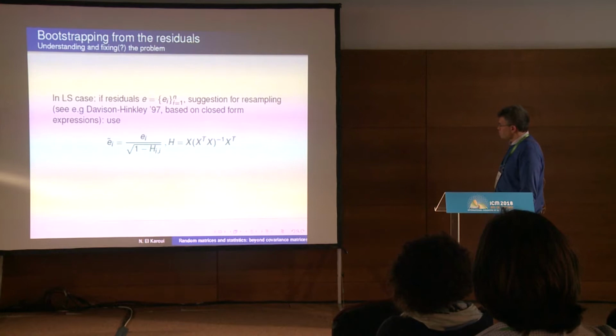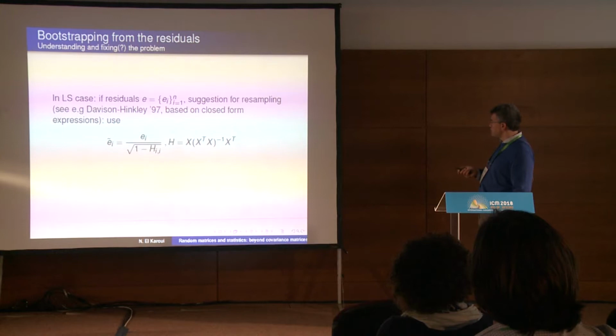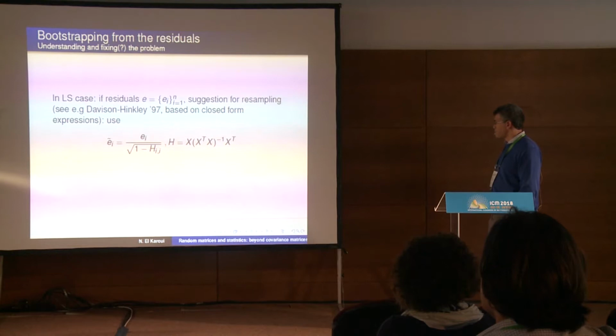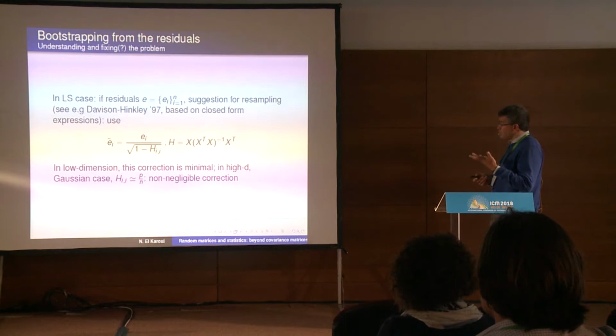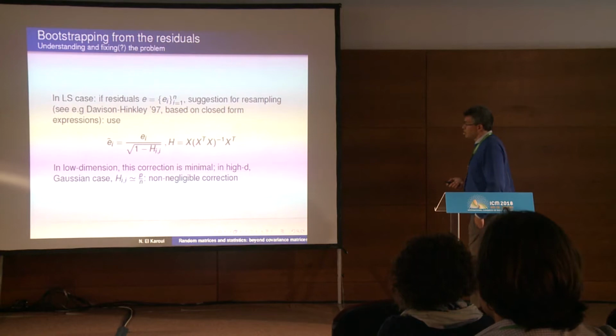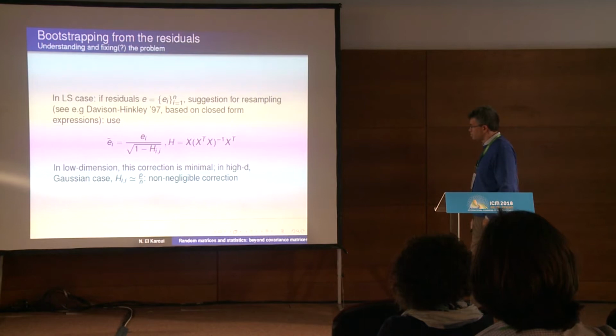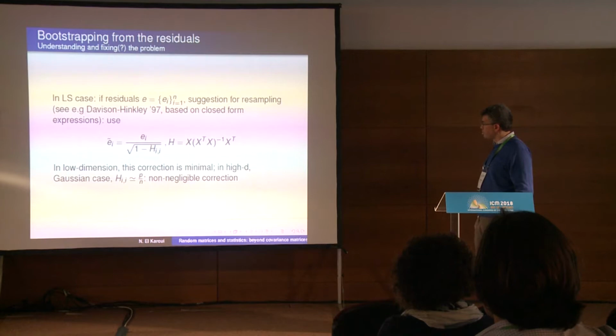Of course, for bootstrapping from the residuals, even in the least squares case, what's typically advocated is to rescale the residuals. In low dimension, this correction is minimal, so whether or not you do it shouldn't change anything. But here, if my X are IID Gaussian, the H_ii here is of order P over N, so immediately that becomes non-negligible, and again, it's a good test case for all this high-dimensional theory.